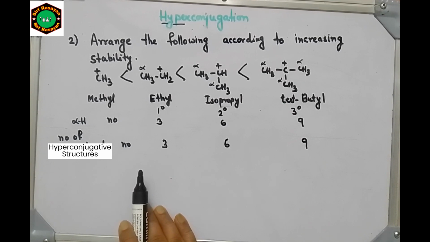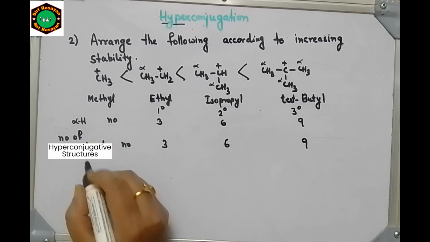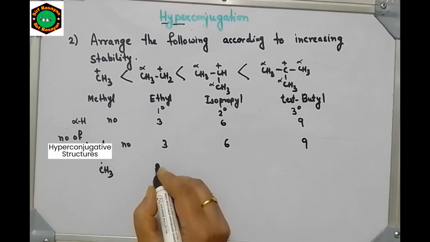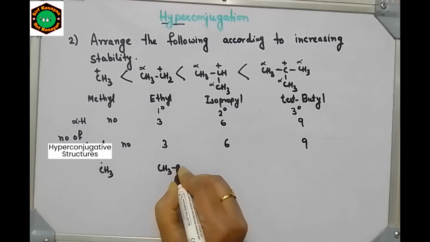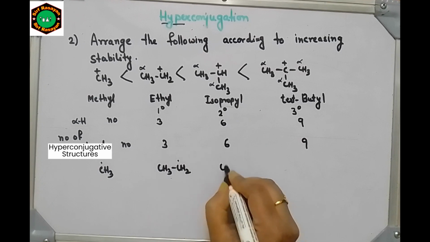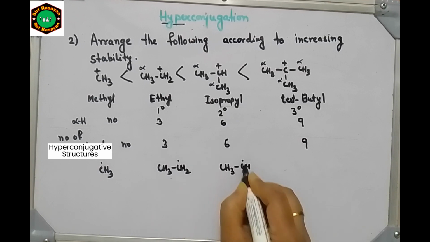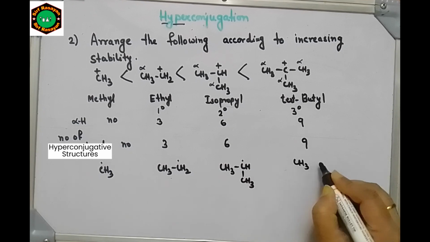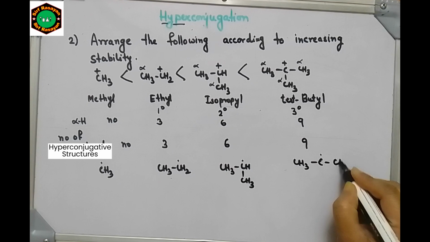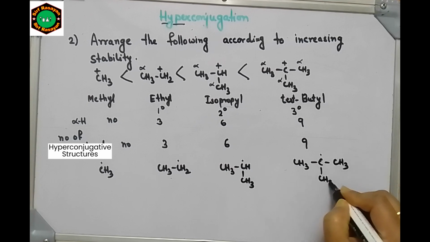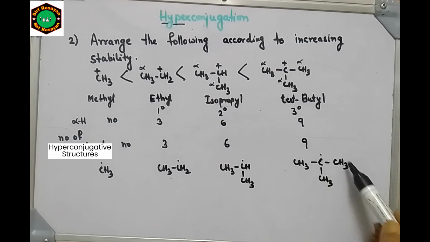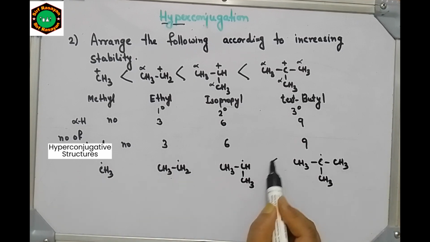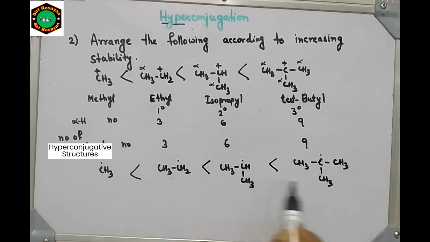In the same way, you can say the stability order of methyl free radical, ethyl free radical, isopropyl free radical, and tertiary butyl free radical. Here the number of hyperconjugative structures are 9, here 6, here 3, and here none. So obviously stability will increase in this direction.